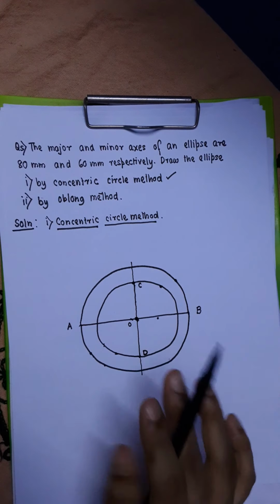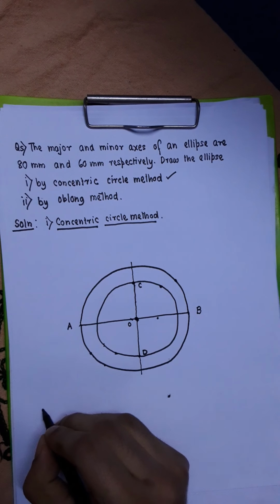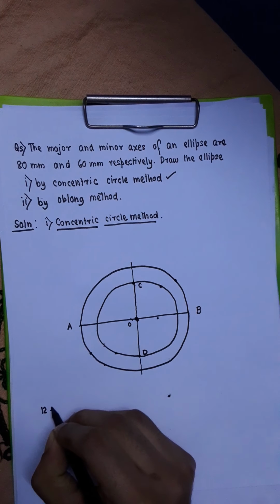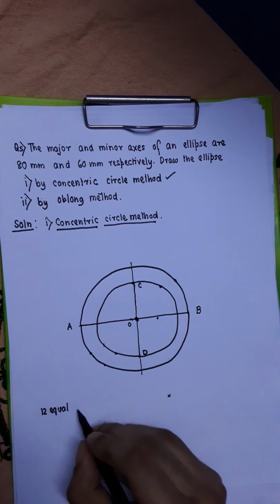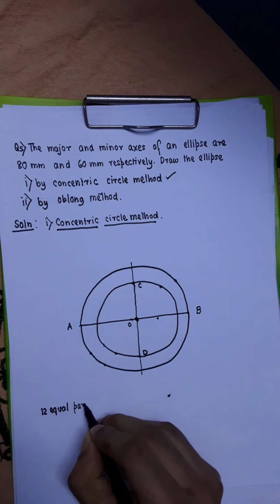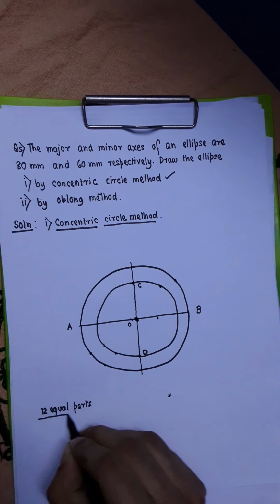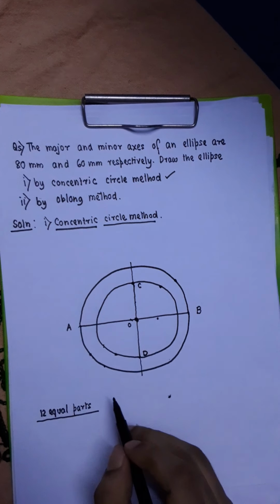division of both the circles simultaneously into 12 equal parts. You have to divide both the circles into 12 equal parts. So how will we divide both the circles into 12 equal parts?